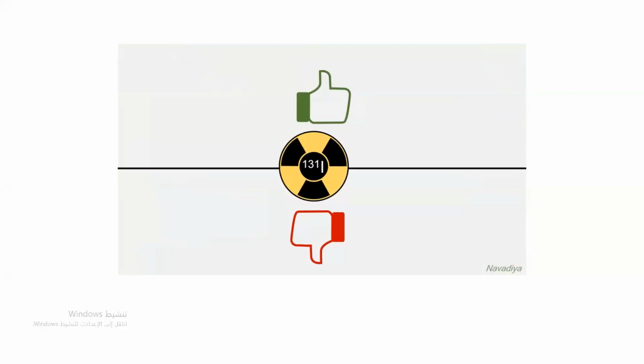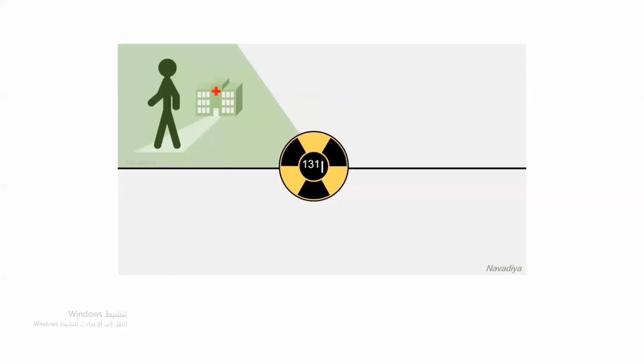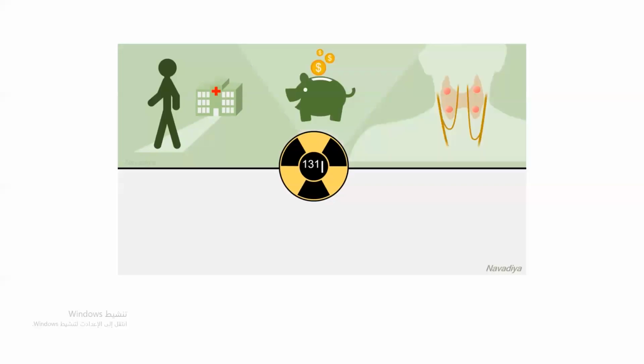Now let's talk about pros and cons of radioactive iodine. First, pros. In contrast to surgery, radioactive iodine can be given on an outpatient basis. It is cheaper and it does not involve some of the risks that are associated with surgery, like injury to the parathyroid gland and recurrent laryngeal nerve. And of course, there won't be any scar on your neck, so it is good from a cosmetic point of view also. Coming to the cons.